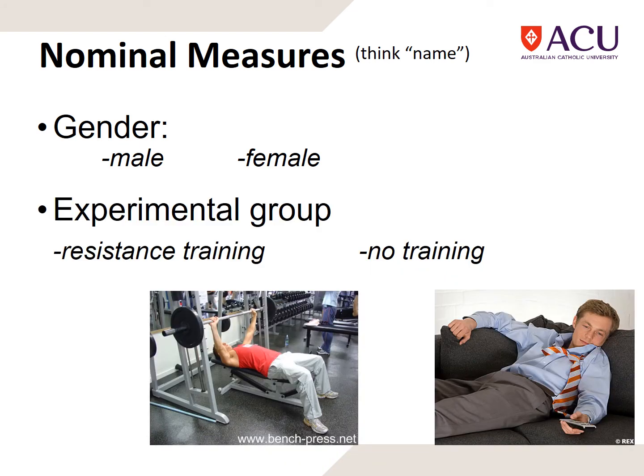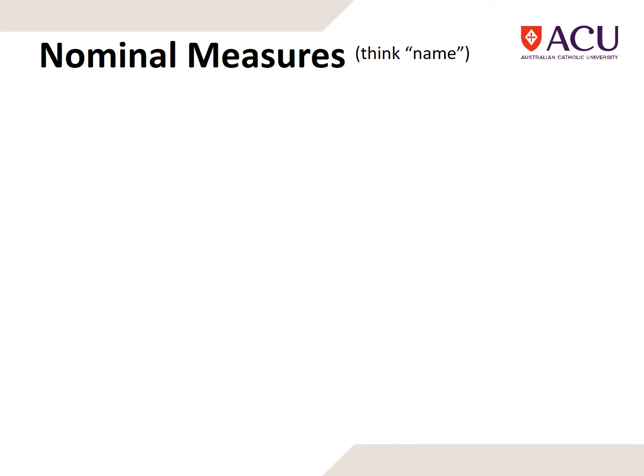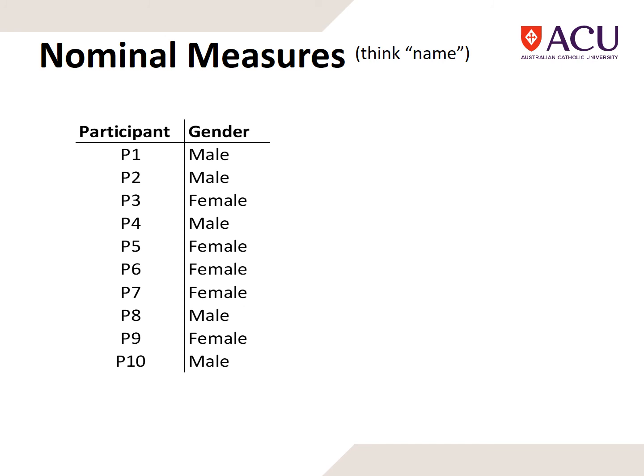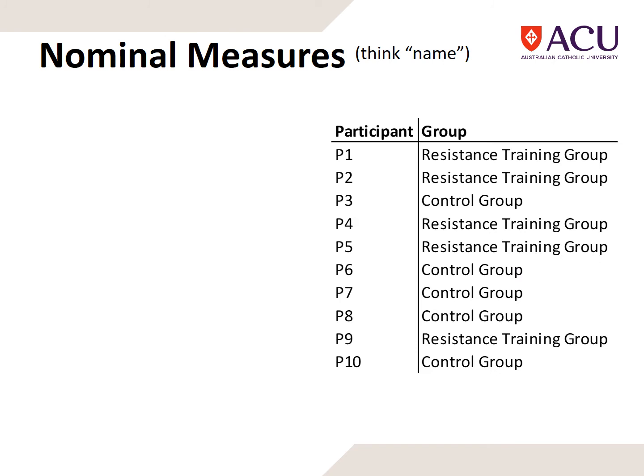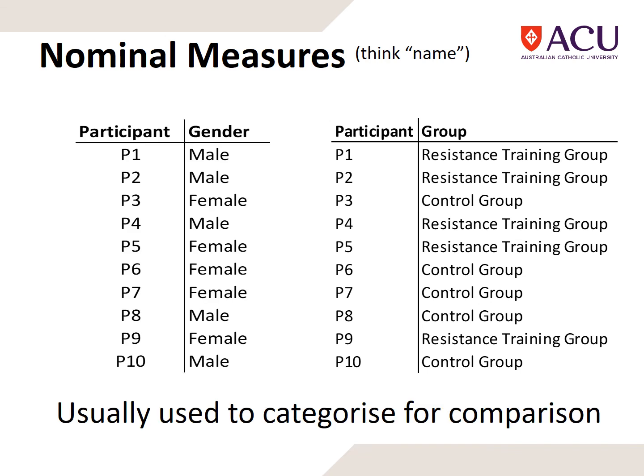Same thing with something like an experimental group in a study, where we might give one group a resistance training, we might give one group no training, and so their measure would be a nominal measure there. And this is what nominal measures look like if we were to write them down. Even on an Excel file, we might have a column there where the participants got an identifier, and then next to them we've got their measure, whether they're male or female, or whether they're in the resistance group or whether in the control group. And the most common way we use these nominal measurements are to categorize for comparison. So they quite often end up being our independent variables in research.